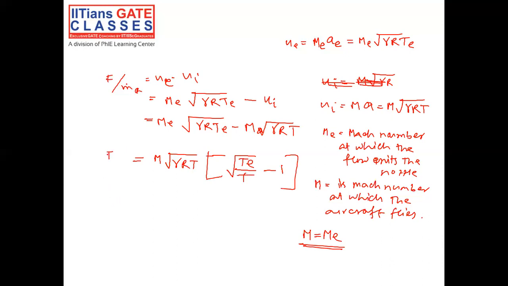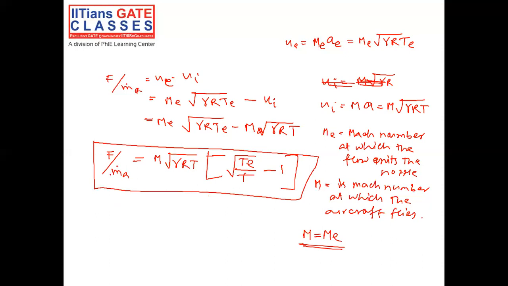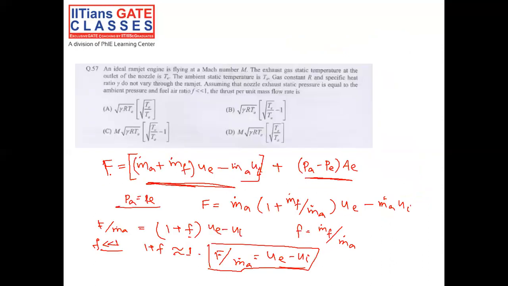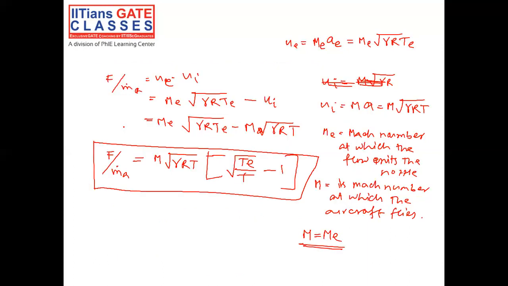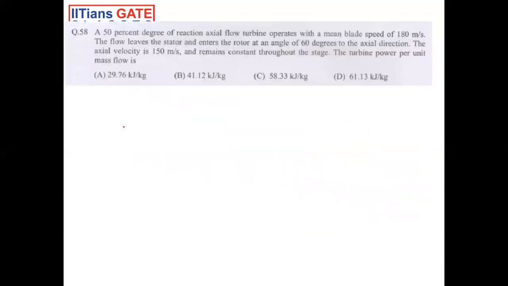So this is the equation of thrust produced per unit mass flow rate. So this is the equation of thrust produced in the ramjet engine. So this is the correct answer. Next question.